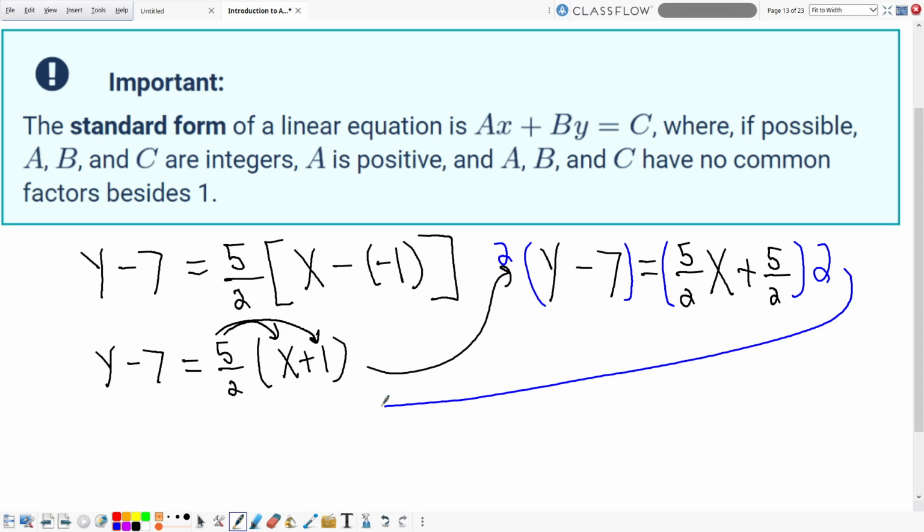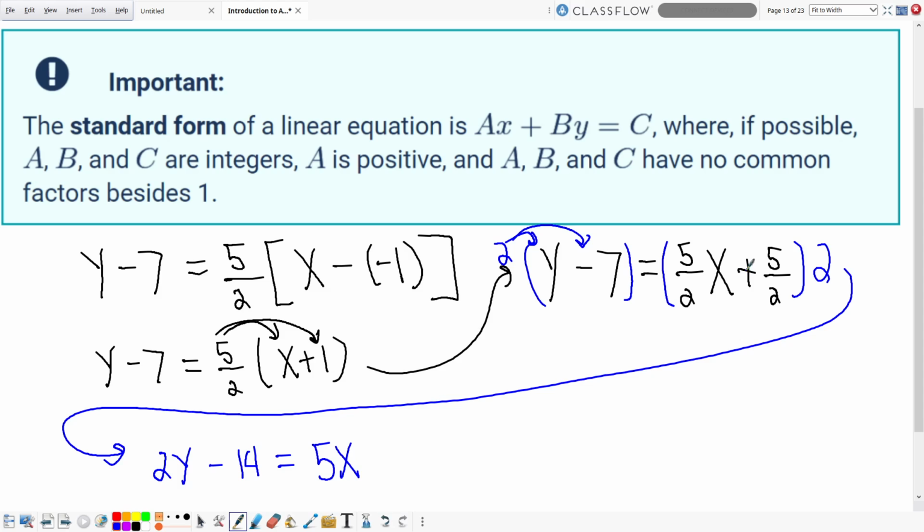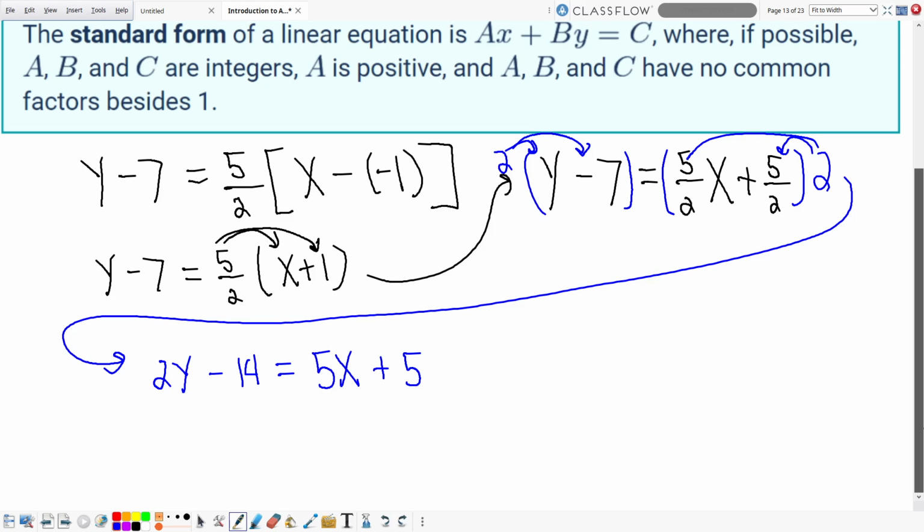And when we do that, we will get, well, 2 times y is 2y. 2 times negative 7 is negative 14. Equals 2 times 5 over 2x is just 5x. And plus 2 times 5 over 2, which is just 5. All right, so we're getting closer and closer to standard form.